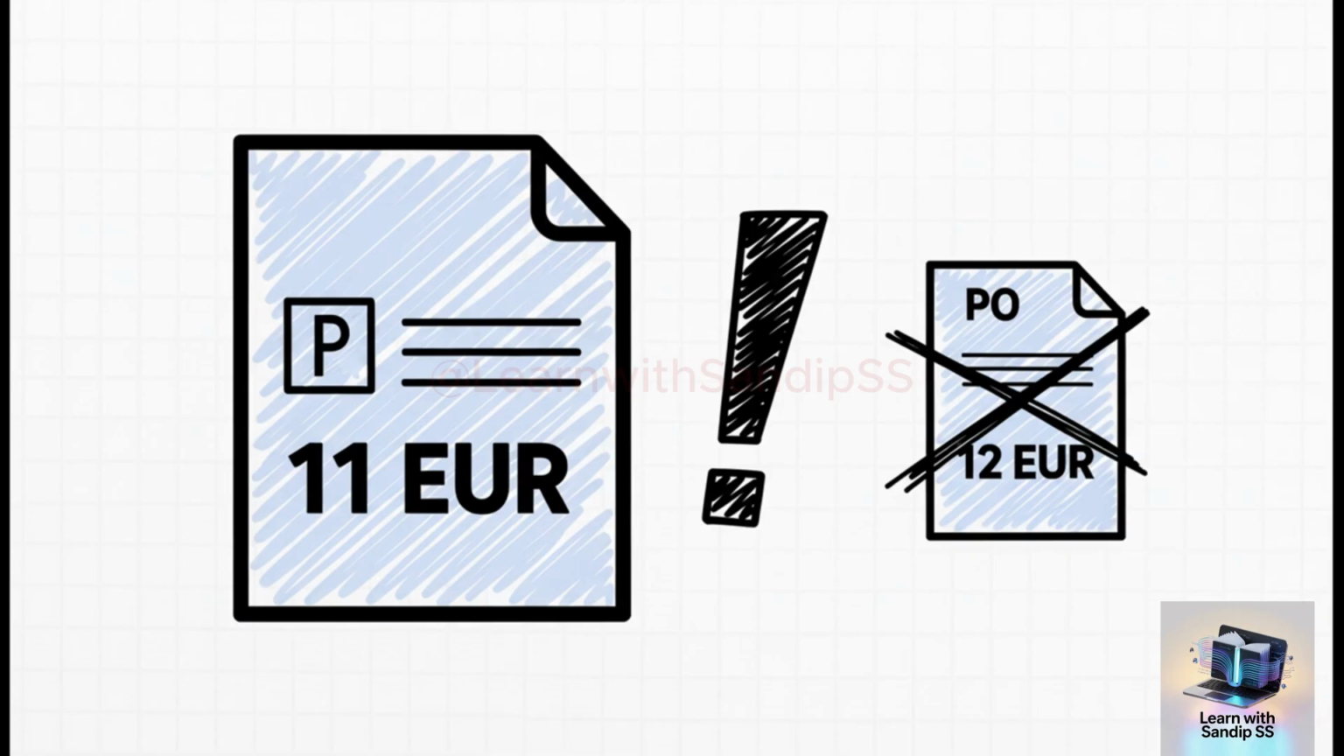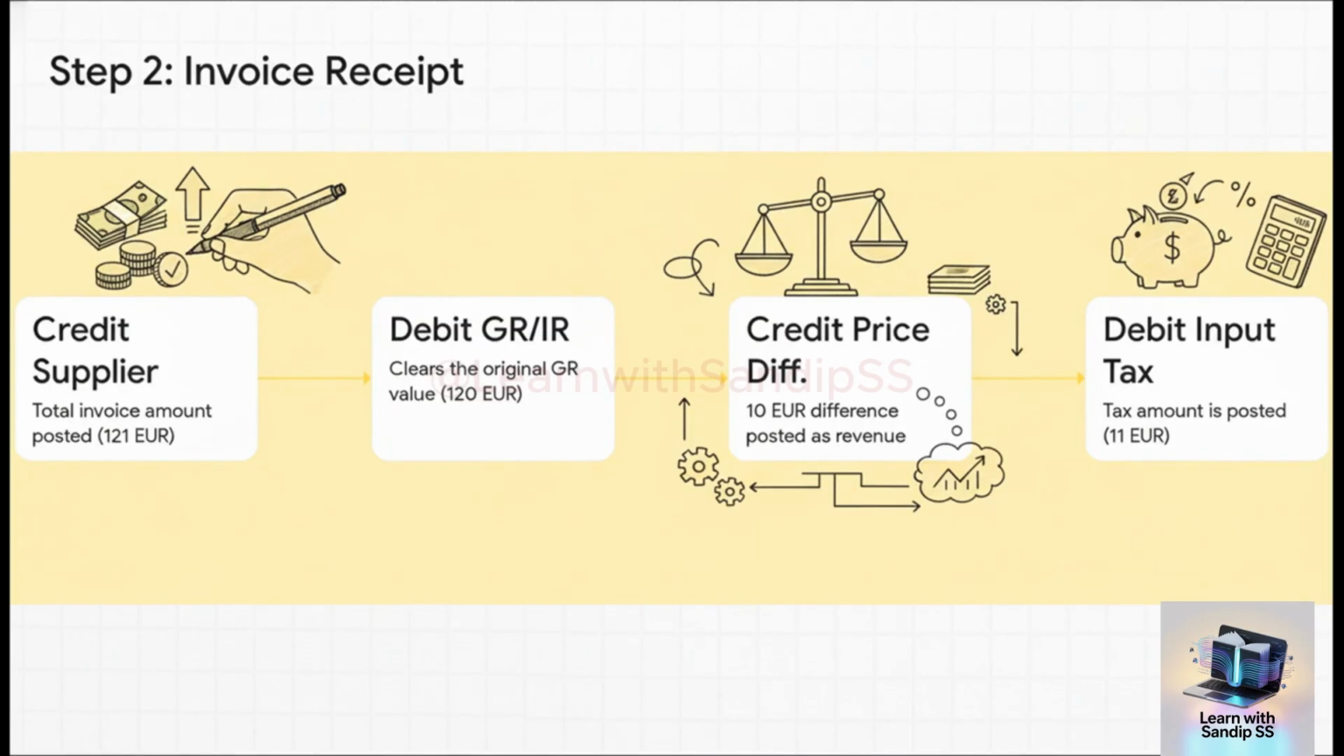The supplier's invoice shows up, and whoa, there's a little twist. They've actually billed us at 11 euros per item, not the 12 euros that was on our purchase order. So now the system has another little variance it needs to handle. So we post the invoice receipt, and now the system performs 4 actions. First, it credits the supplier's account for the total amount we owe, 121 euros.